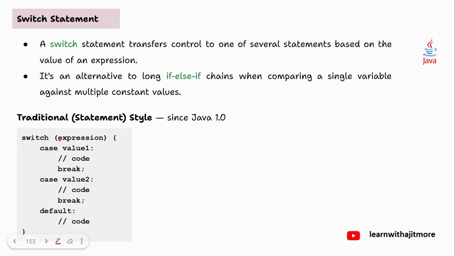ठीक है? So ये expression evaluate होगा और उसका value ये value 1, value 2 के साथ match होगा. Now that expression with whichever case value it matches, its associated code it will run. Like if expression matches with value 1, then the code associated with case value 1 is run. If it matches with value 2, then that code is run. If the expression doesn't match with any of the value, then default is run. That is the rule. When expression doesn't match with any of the value, then default code is run.